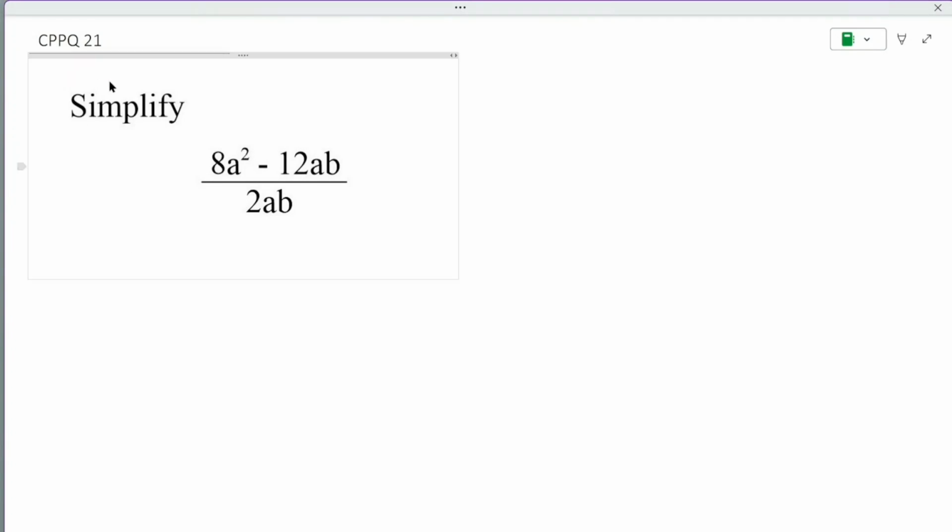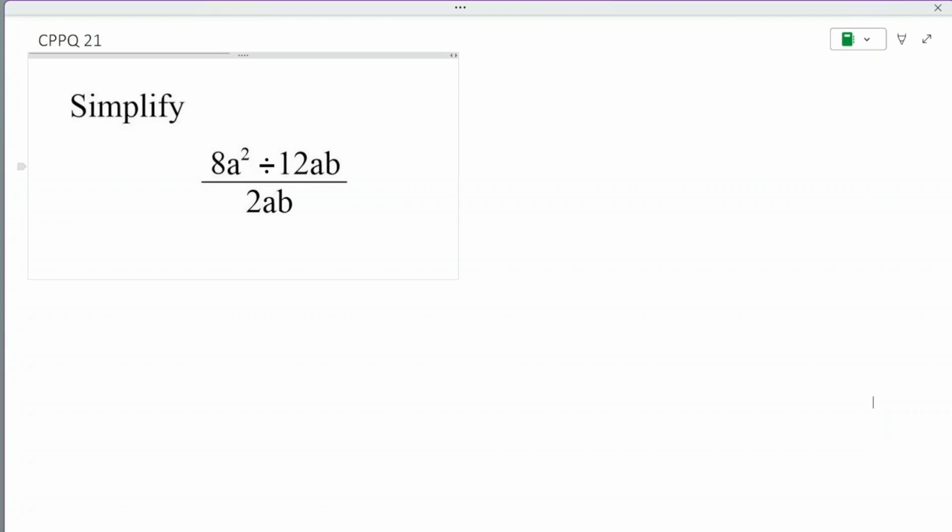Question 21. Simplify 8a squared minus 12ab over 2ab. When you're having subtraction or minus like in this case, you don't just cancel with the denominator. You have to first factorize the numerator. Also, if it were to be addition, you do the same.